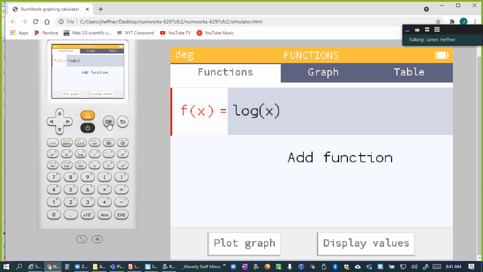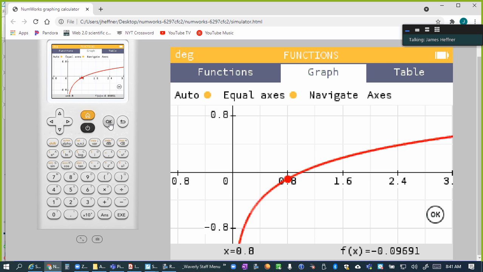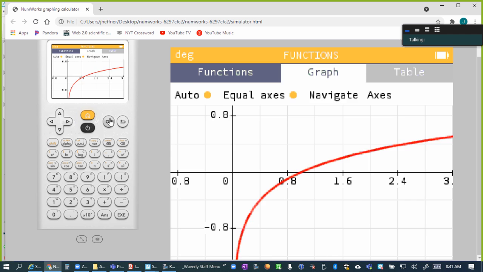So let's go up to table. Well, let's see what the graph looks like first. Does that look a little like the graph we had in the previous section? Yeah. So that's the graph of a logarithmic function, which is the inverse of your exponential graph. Let's go up to table though.